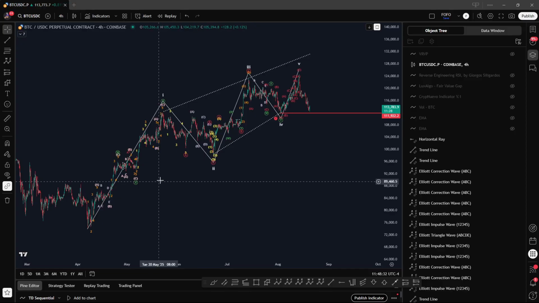Now the rules of a diagonal, this being a contracting diagonal, okay, is that what qualifies as a contracting diagonal is if 2 is bigger than 4, then 5 must be shorter than 3. That's the rule. And the other rule is that every wave, okay, 1, 3, 5, 2, and 4, they all must subdivide as some sort of zigzag, okay? Something in the zigzag family.